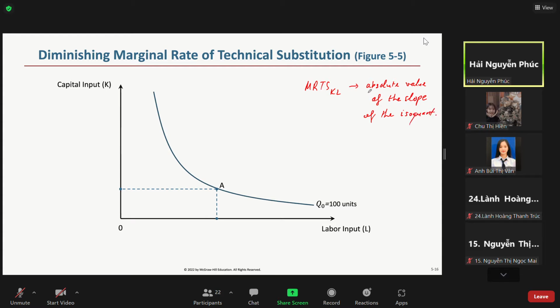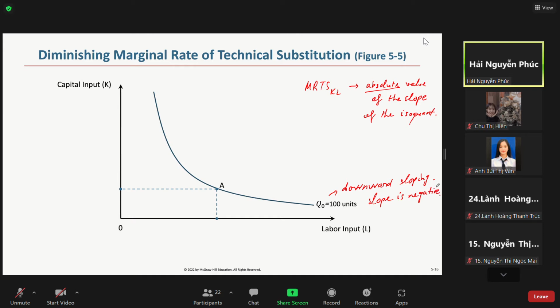Why are we talking about the absolute value? Because you can see that the isoquant is downward sloping. It is a downward sloping line, right? And it means that the slope is negative, right? Negative.